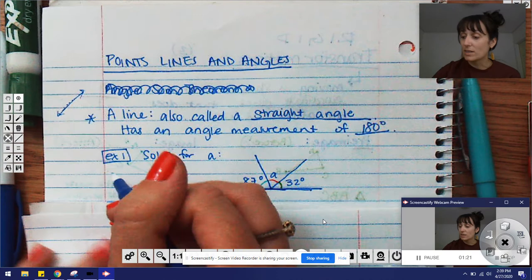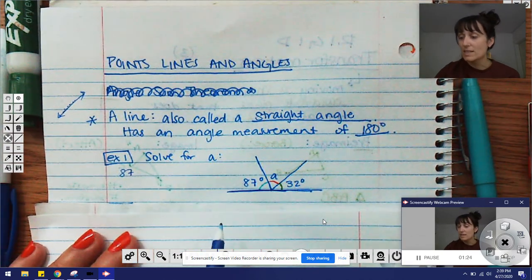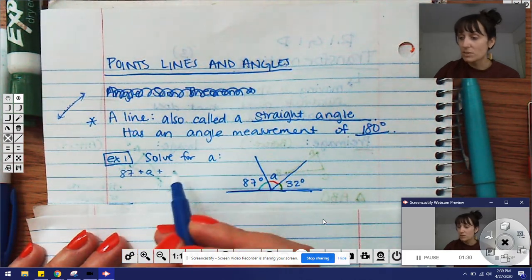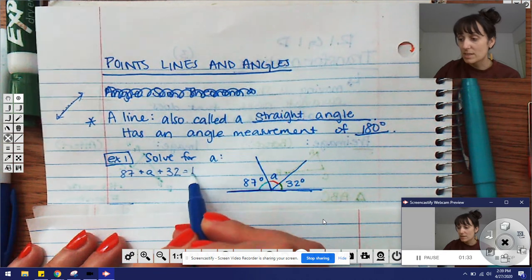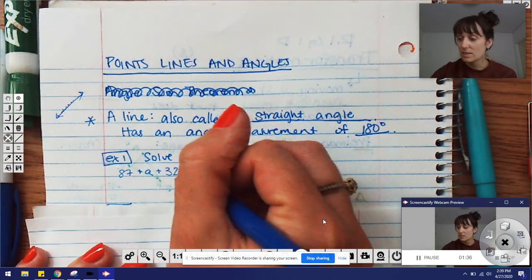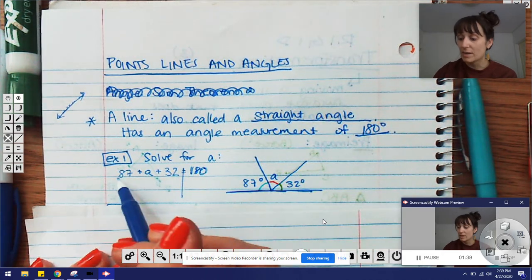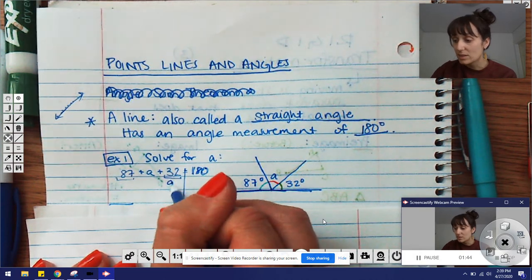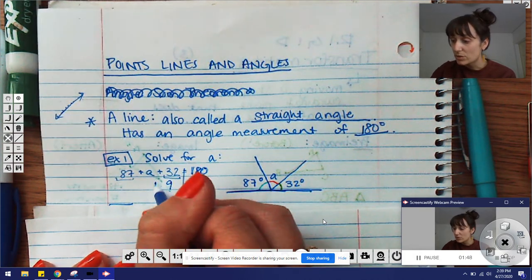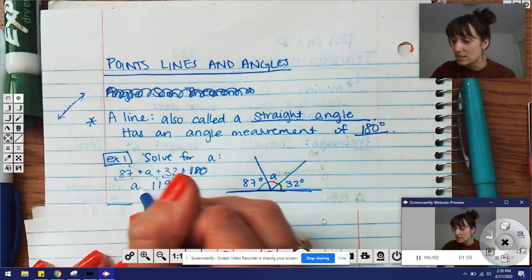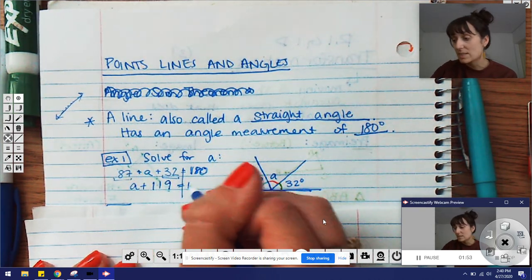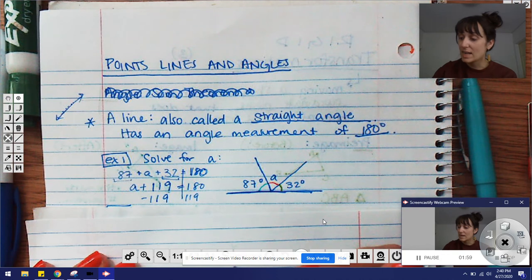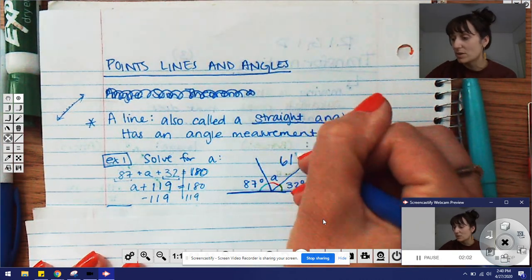So what I can do here then is set up an equation. 87 plus A plus 32 is going to give me 180 degrees. And now I can solve for A. I'm going to combine like terms on this side first. 87 plus 32 is 119. So A plus 119 equals 180. I subtract 119 from both sides to get A is equal to 61 degrees.